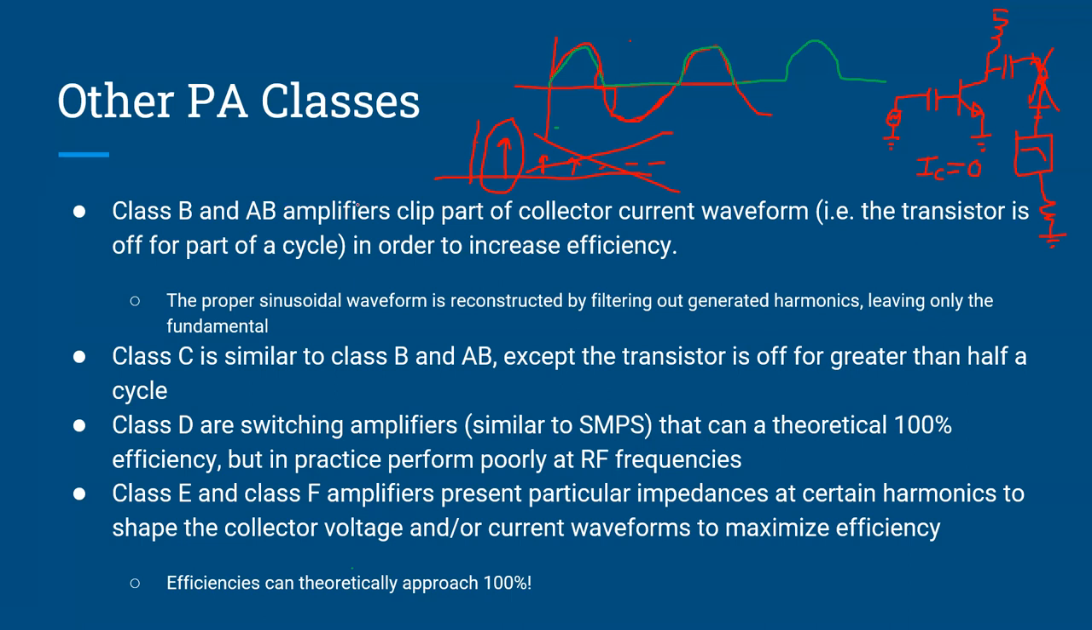The key is that by biasing the transistor so that it's off for the negative portion of the cycle, you're decreasing the DC power dissipation in the transistor and therefore increasing the efficiency. What you're not doing is increasing the maximum output power. It happens to be the same output power that you can achieve, but you are increasing the efficiency. So any questions there?